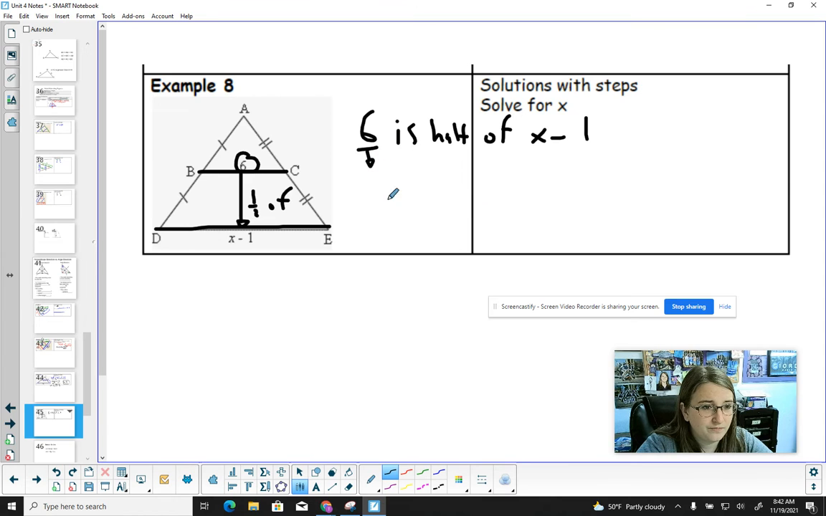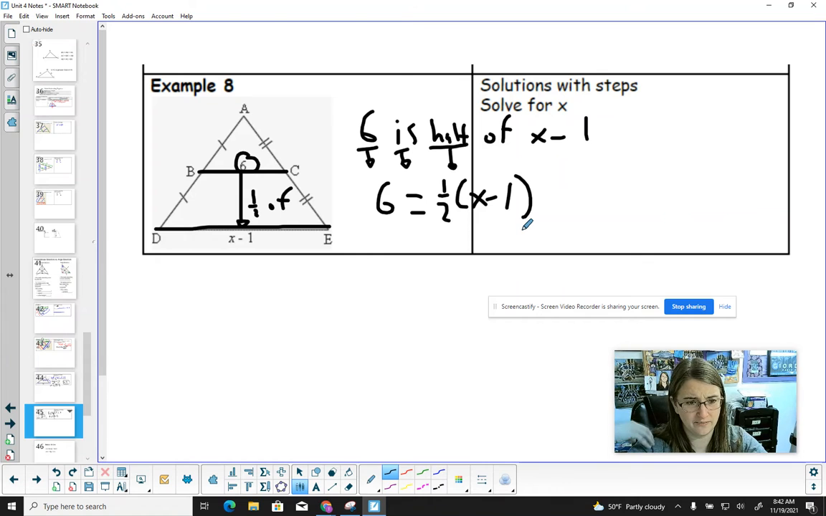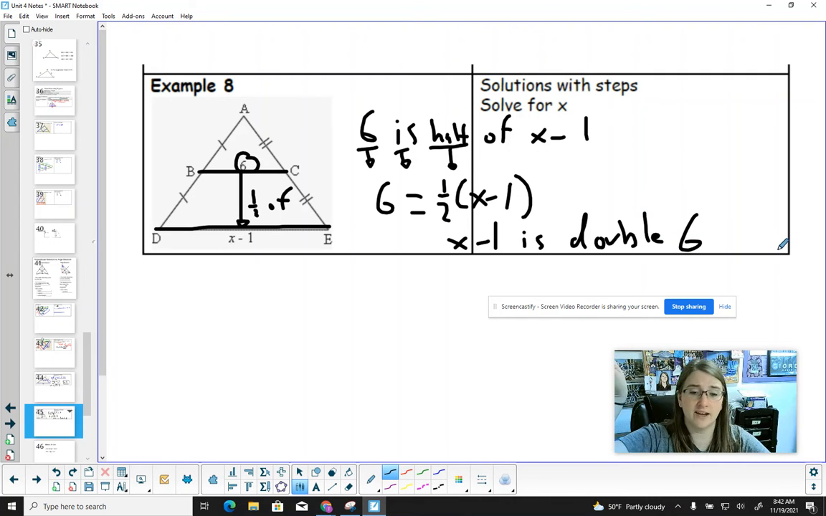So I've got 6. And then I've got "is." What did we say "is" was again? That's equals, right? And then I have half of x minus 1. Now, I'm going to write it this way. However, there's an easier way to kind of think this through. Half of x minus 1 means 1/2 times x minus 1. And I can't really take half of x minus 1 that easily. However, here's what I can do. If I know that 6 is half of x minus 1, what that means is the flip side. x minus 1 is double 6, right? If 6 is half of x minus 1, then x minus 1 is twice as big as 6.